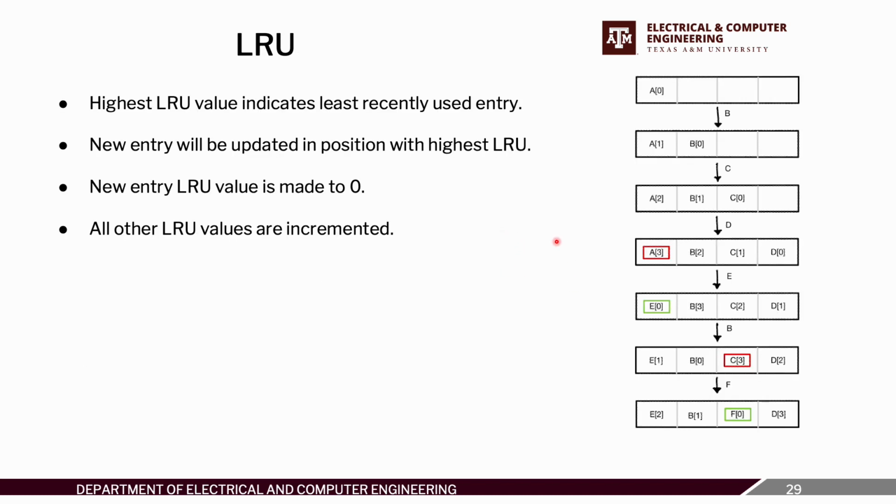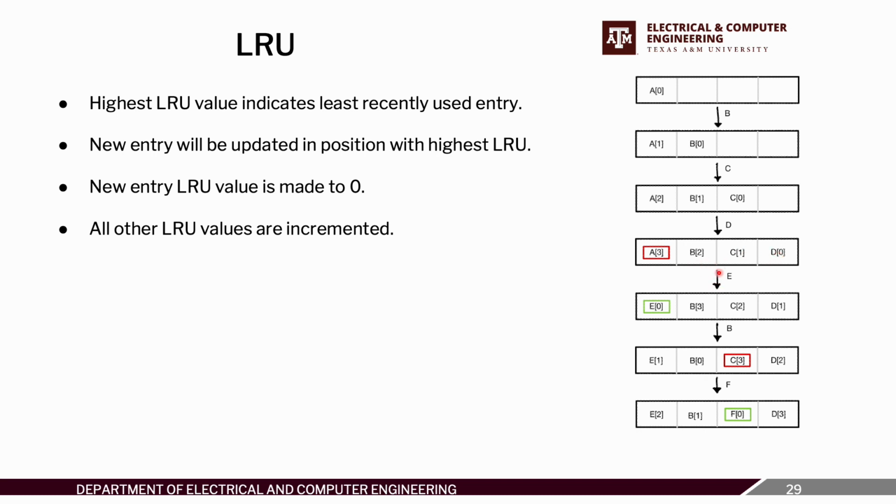LRU is a replacement policy that replaces the least recently used entry from the table. Here, A is the first entry into the table and its LRU counter is set to 0, which is shown within the square braces. And every time a new entry comes into the table, we set its LRU counter to 0 and increment the LRU counter for all the existing values in the table. With C and D being introduced into the table, we have a full table with all of them having their LRU counter values incremented and D set to 0.